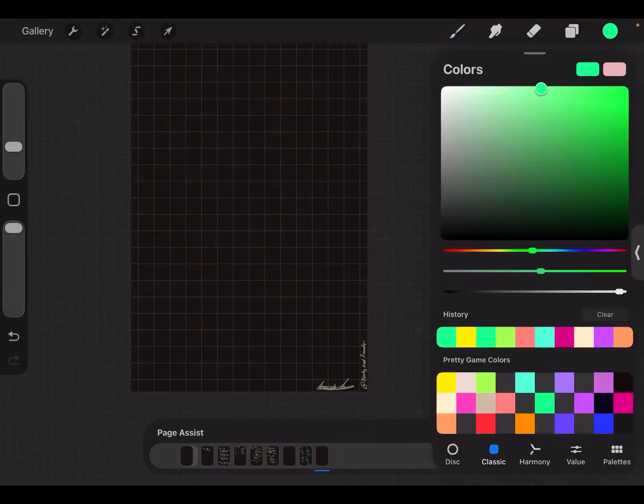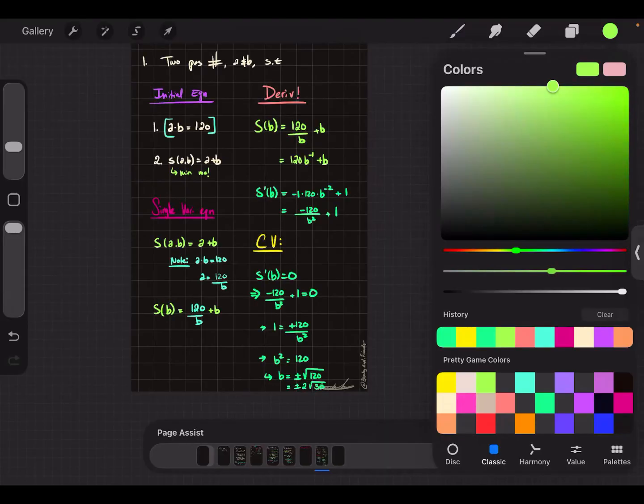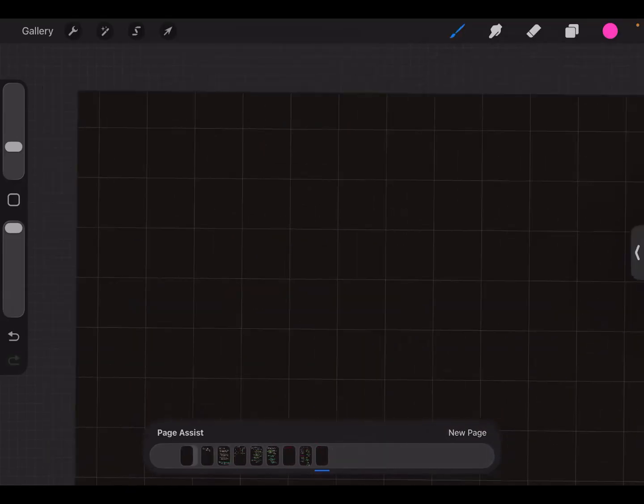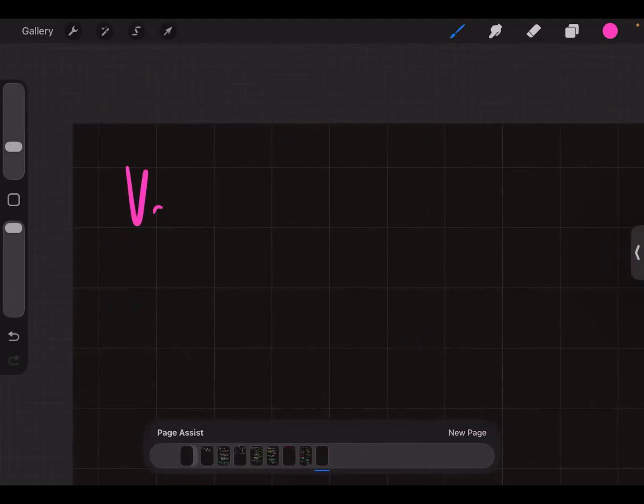Now you're going to want to verify. I'm low-key kind of running out of colors. It's okay. Yellow, orange, different shade of pink. So verify using your sign chart, right?